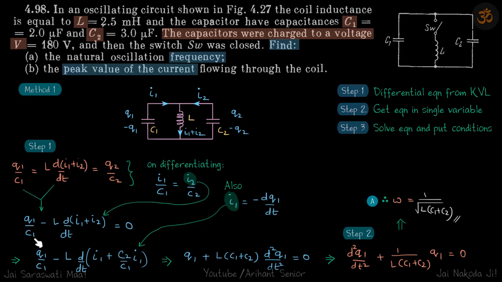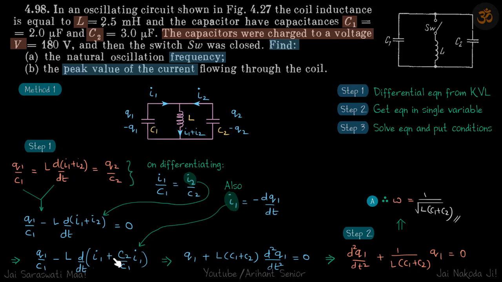So this gives Q1/C1 = L d/dt of (I1 + I2). Now what we need is to get the equation in single variable. So here we have three variables, Q1, I1 and I2. So you can imagine what we are going to do. If we differentiate this equation, this and this, what we get is I1/C1 = I2/C2. So first we just replace I2 with I1.